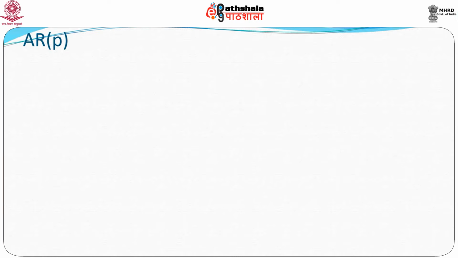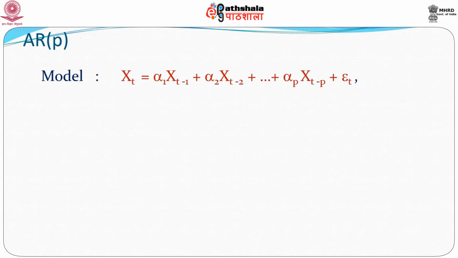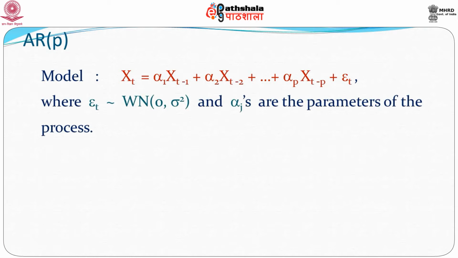Let us look at the autoregressive process of order p. The model for this is given by x t is equal to alpha 1 x t minus 1 plus alpha 2 x t minus 2 etc. up to alpha p x t minus p plus epsilon t, where epsilon t is white noise having 0 mean and a constant variance sigma square. Of course, the alpha j's are the parameters of the process.